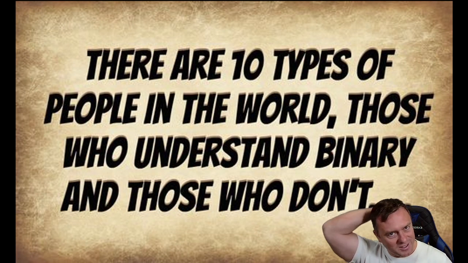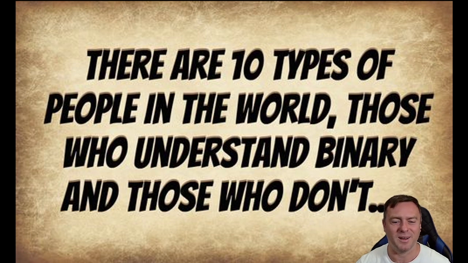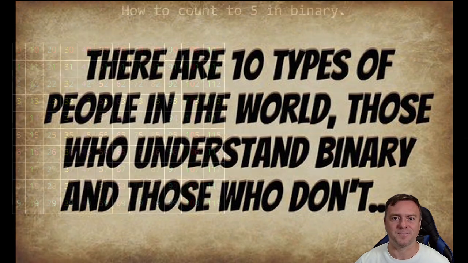So there's a bit of a bad joke for you. There's 10 types of people in this world, those that understand binary and those who don't, which again means that there's 2 types of people. So 10 in binary is 2, basically.